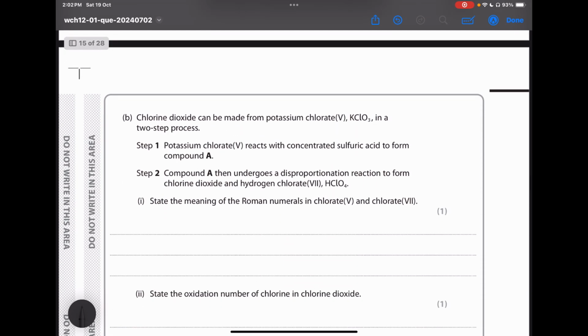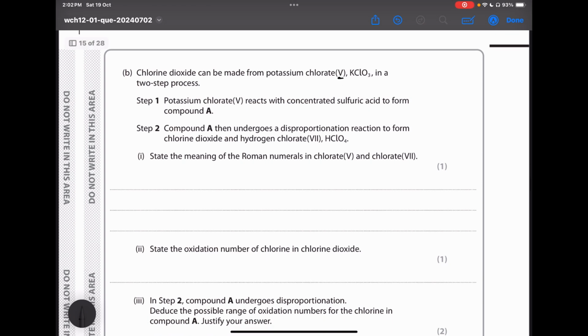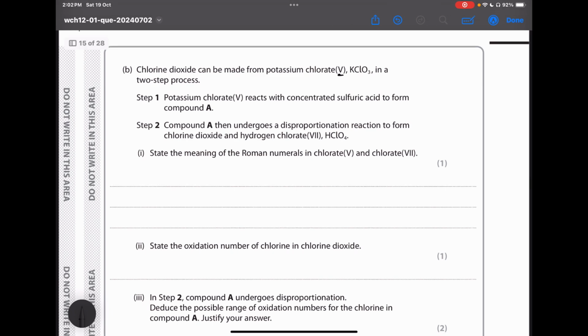Next, chlorine dioxide can be made from potassium chlorate(V) in a two-step process. First, potassium chlorate reacts with concentrated sulfuric acid to form compound A. Compound A then undergoes a disproportionation reaction to form chlorine dioxide and hydrogen chlorate(VII). Okay, state the meaning of Roman numerals in chlorate(VII).